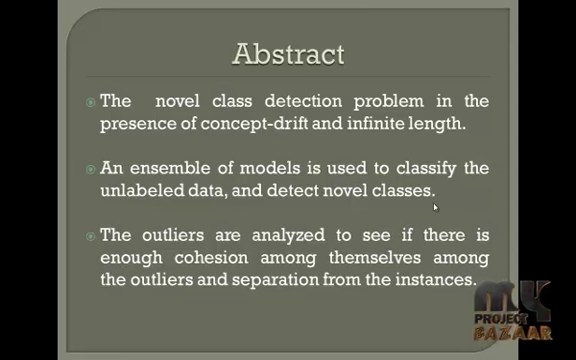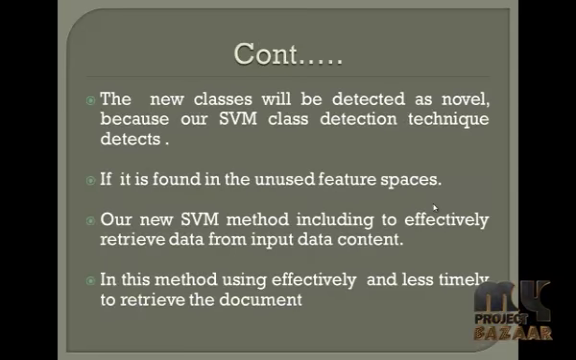An ensemble of models is used to classify the unlabeled data and detect the novel class. In that process, unlabeled data is the unwanted data and unrelated documents for our process. The outliers are analyzed to see whether there is consensus among the ensemble about the outliers and their separation from the instances. The outlier is nothing but data that differs from other data. This data is the related content versus the unrelated content we are finding for our process.